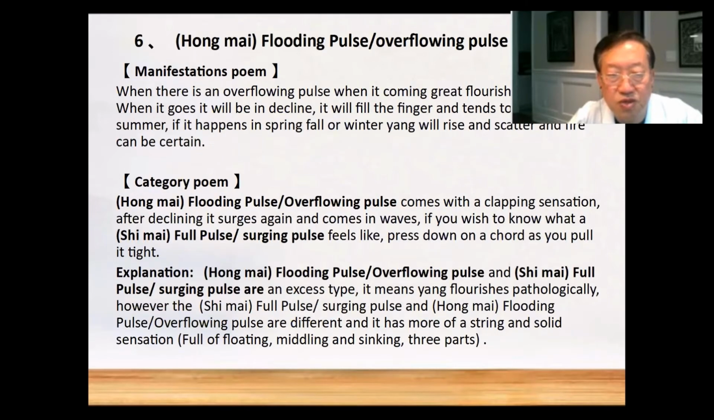6. Hongmai, flooding or overflowing pulse, in the yang category. Manifestation poem. When there is an overflowing pulse, when it's coming, great flourishing will occur. When it goes, it will be in decline. It will fill the finger and tends to occur in the summer. If it happens in spring, fall, or winter, yang will rise and scatter, and fire can be certain.